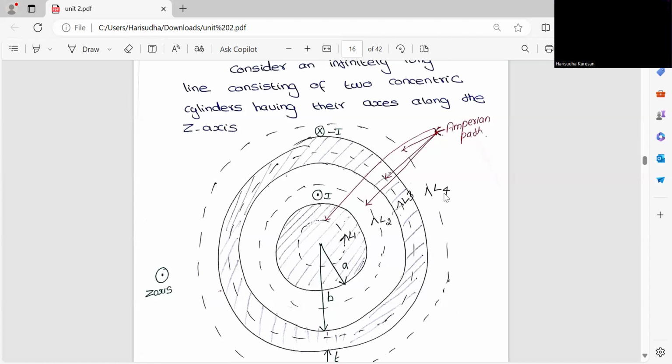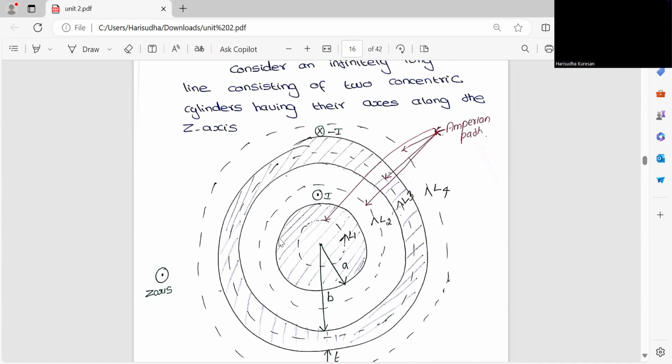And you have considered the axis along the z-axis. And you can see the two currents over here. You know that if you put a small circle and inside it a dot, it means the current is out of the page. If you put a cross inside a small circle, the meaning is the current is into the page. Okay, so this is the diagram description.